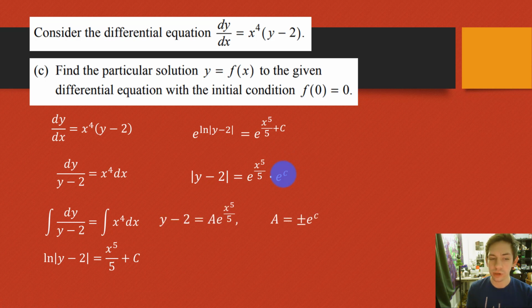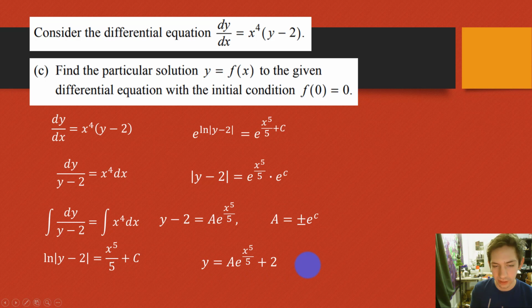Now we're doing something a little weird. We're saying y minus 2, getting rid of the absolute values, is equal to a e to the x to the 5 over 5, where a is equal to plus or minus e to the c. The plus or minus is coming from the absolute value. So when we get rid of the absolute value, we're saying y minus 2 could equal positive this, or it could be equal to negative that, because the absolute value would turn that into positive. So a is equal to plus or minus e to the c, and we do need to include this to get full credit.